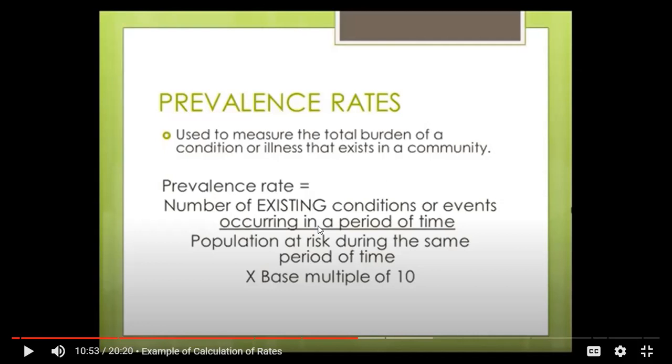So prevalence is the number of people in the sample with the characteristic of interest, basically, and this number is divided by the total number of the population in the sample, the population at risk during the particular period of time, right?